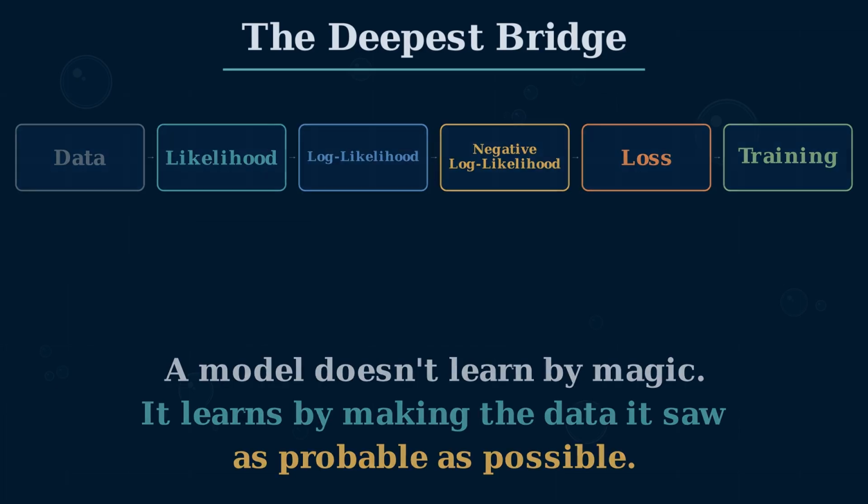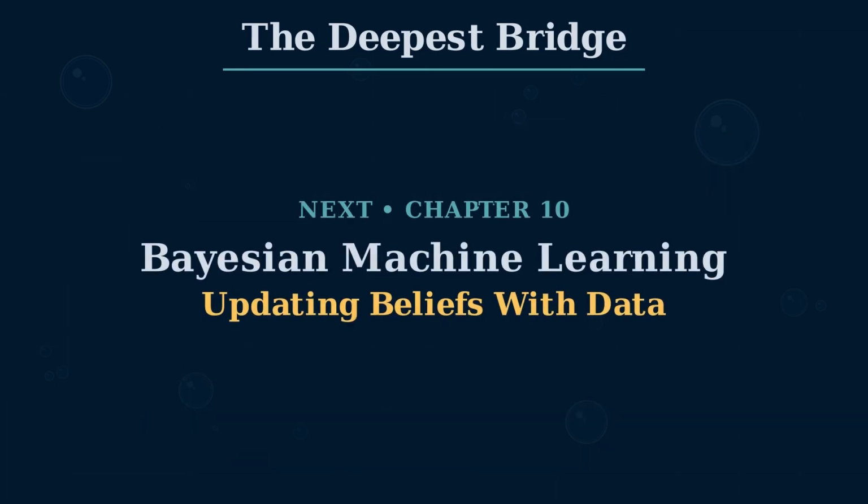In Chapter 10, we move from choosing one best explanation to updating what we believe as evidence arrives. Bayesian machine learning, updating beliefs with data.